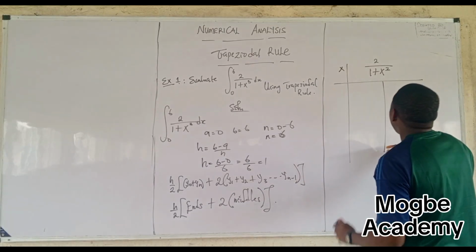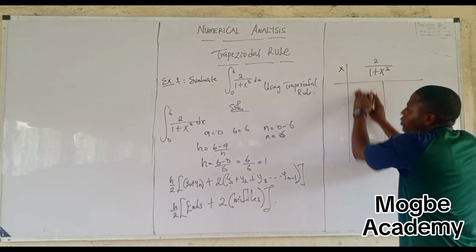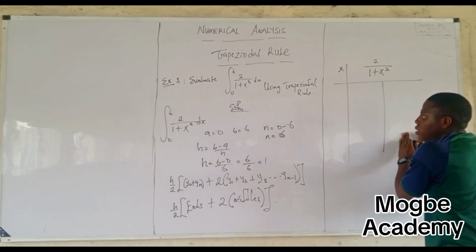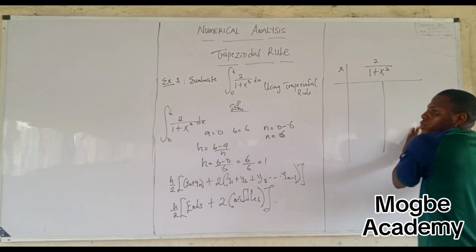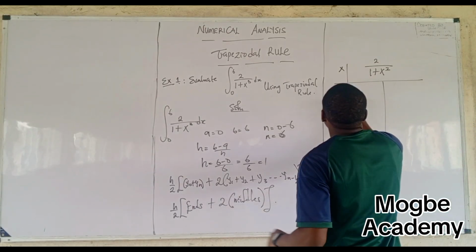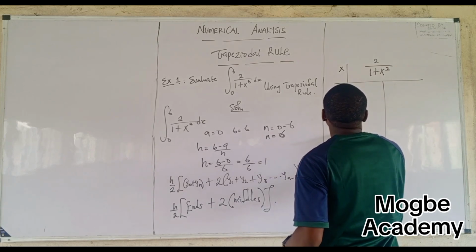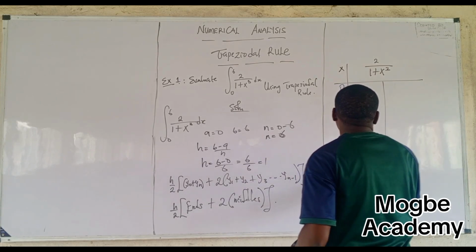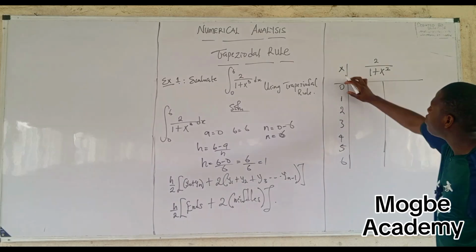And you have another table for your final and your middle. Are we together? This is for your ends and this is for your middle. So basically, you have 0, 1, 2, 3, 4, 5, and 6. Are we together? Now, the first one is for 0.